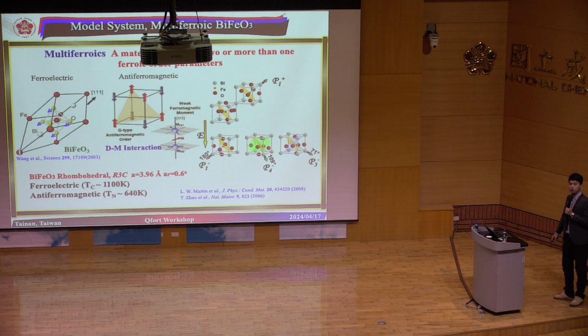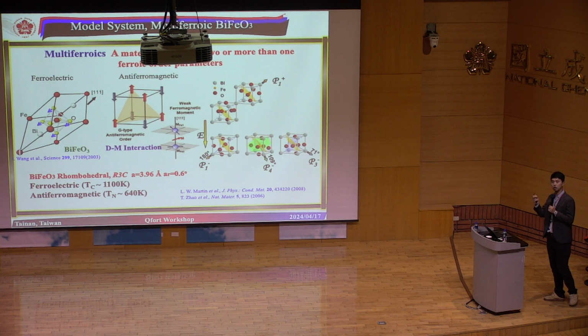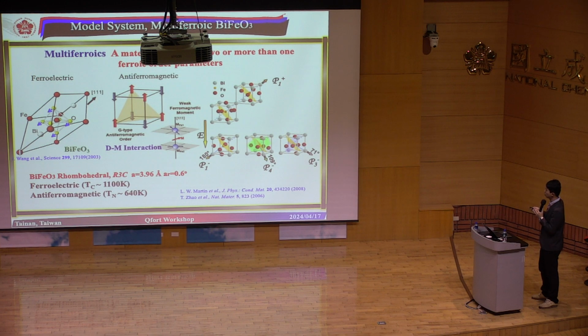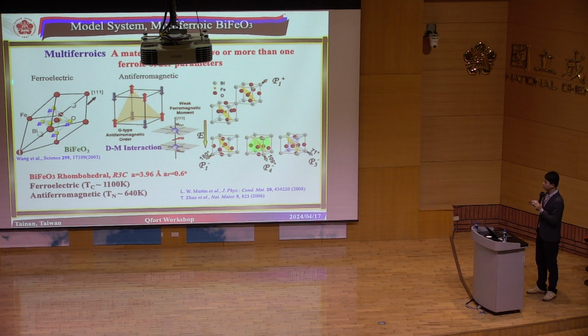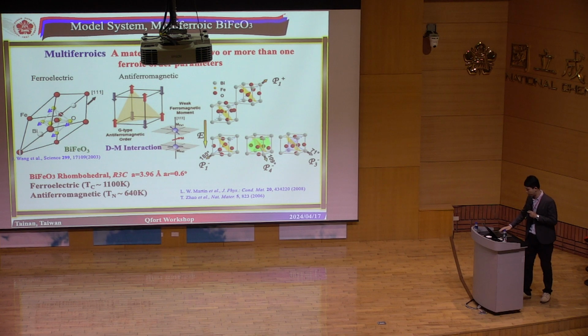I would like to show you the model system, which is bismuth ferrite. It's a classic but rarely seen room temperature multiferroic. So what is multiferroic? Basically, a material system composed of more than two order parameters. The take-home message is that this material is a ferroelectric and also anti-ferromagnetic. Please also remember that the two order parameters are coupled with each other. That means when you rotate the ferroelectricity, you will also rotate the anti-ferromagnetic plane. This is the typical feature of this material.